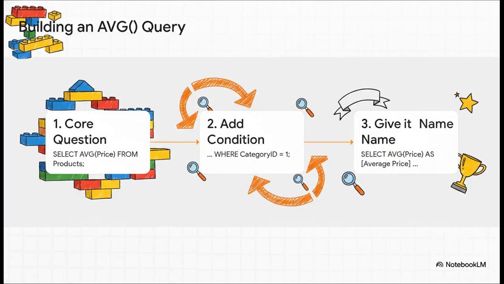Building a query is kind of like playing with Legos. You start with one simple piece. First, select average price from products. Boom. That gives you the average price of everything. Then you can add another piece to get more specific, like where category ID equals 1. Now we're just looking at one category. And for the final touch, we give our result a nice, clean name with an alias, like as average price. See? Simple blocks, powerful result.